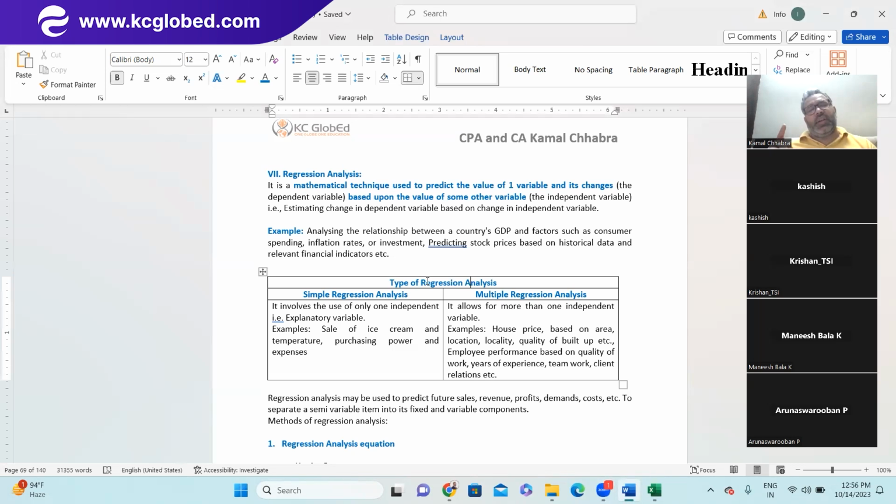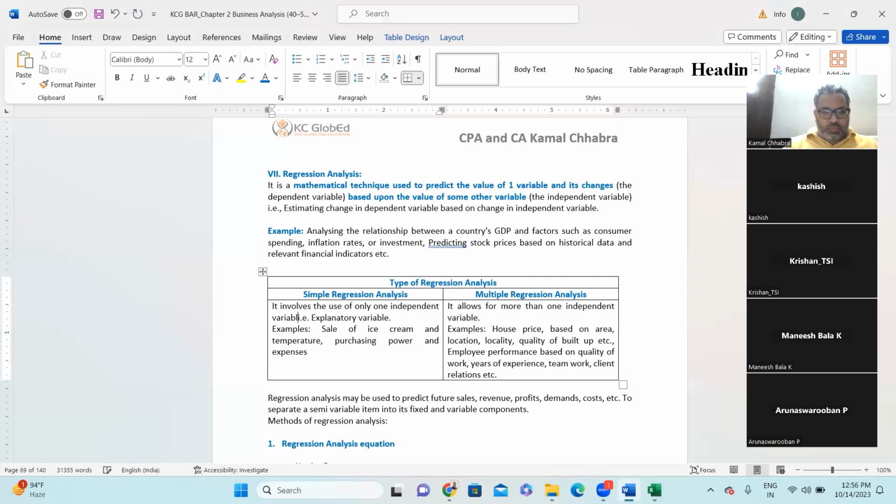For example, if it is a petrol car, it is related to the petrol price. If it is a diesel car, it has a direct relation to diesel. If it is an electric car, it has a direct relation with the electric supply. Make sense? Yes, sir. So it involves the use of only one independent variable or component.